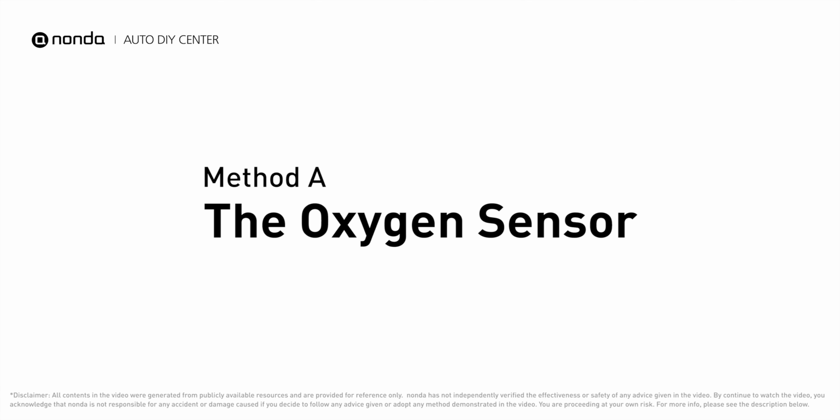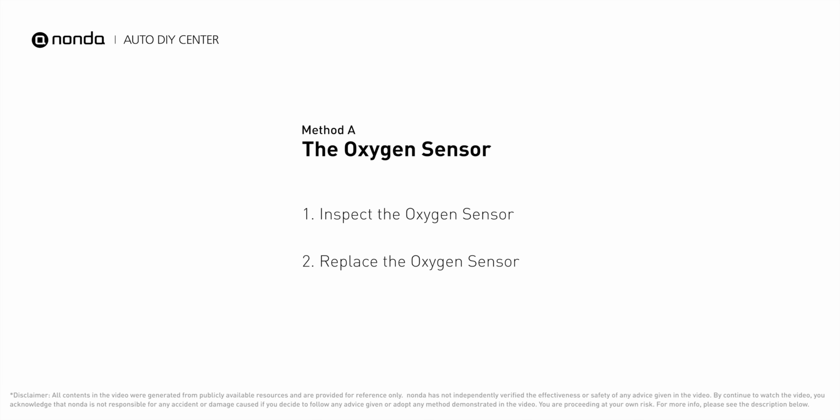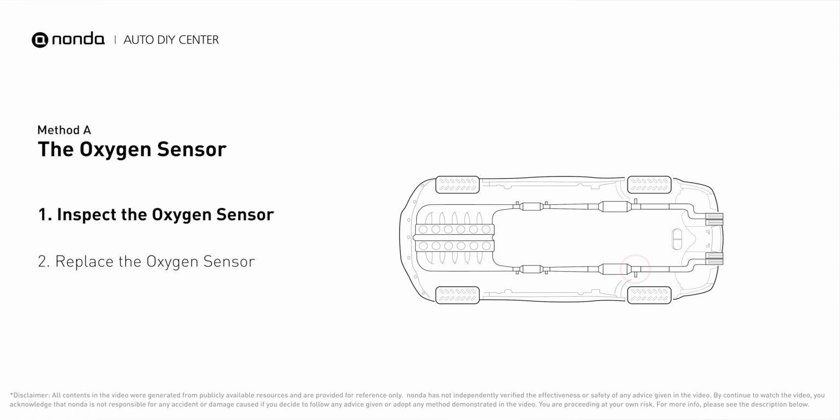Method A, the oxygen sensor. This oxygen sensor is located right after the catalytic converter. Bank 2 is on the side with the cylinder number 2. Sensor number 3 is downstream of the last catalyst in the exhaust system.